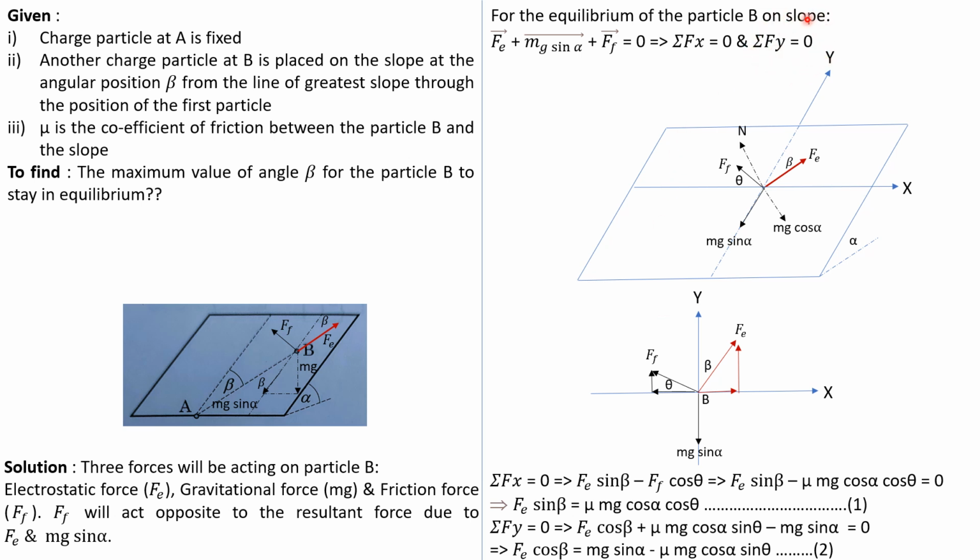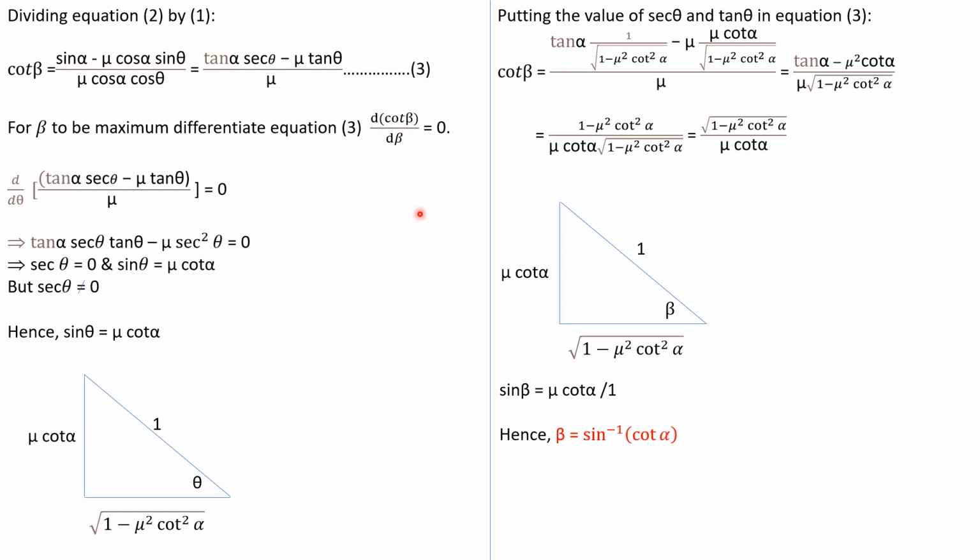Now we will use the summation of all the forces in the y direction and equate it to 0. In the y direction, the component of electrostatic force will be Fe cos beta. Friction force will be Ff sine theta, and Ff we know is mu mg cos alpha, so we can write this, minus mg sine alpha, and this will be equal to 0. From here we get equation number 2: Fe cos beta is equal to mg sine alpha minus mu mg cos alpha sine theta. We will divide equation 2 by 1. So we will get cot beta, and upon simplifying we will get equation 3: cot beta is equal to tan alpha sec theta minus mu tan theta, divided by mu.